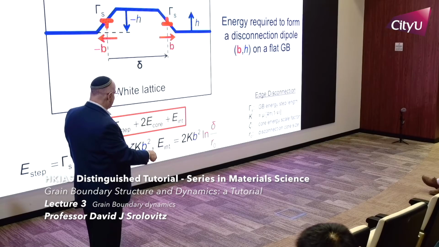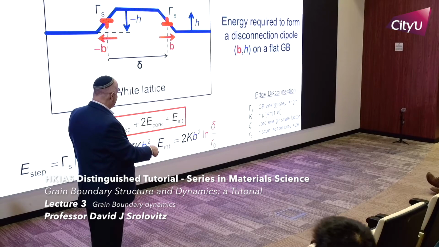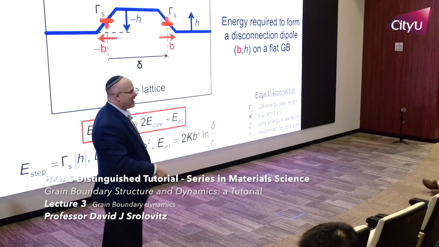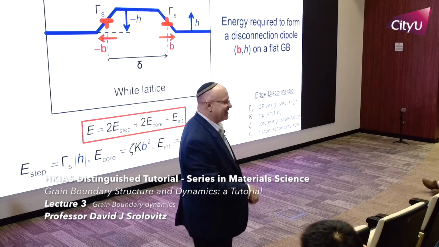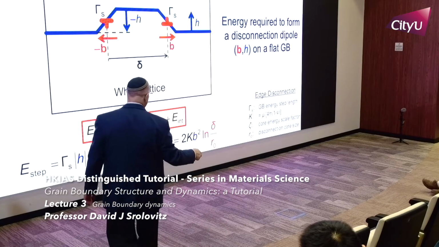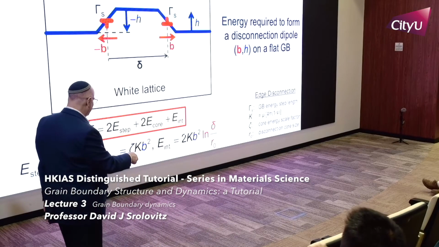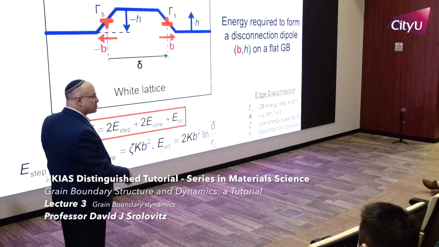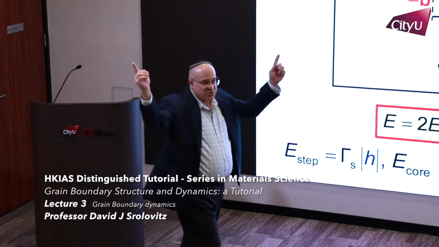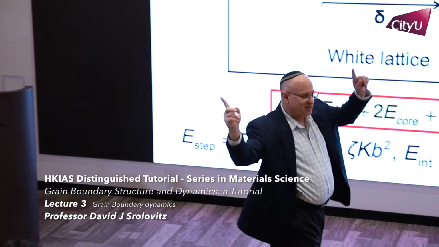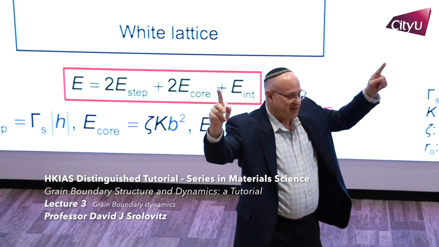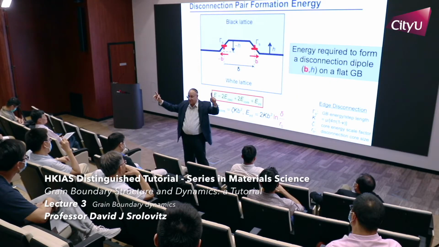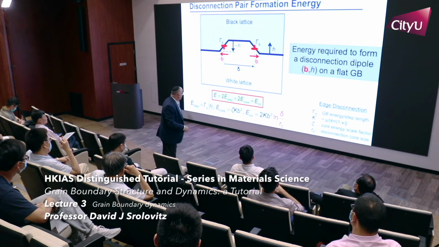This is the core size. This is a constant, which looks like the shear modulus divided by 4 pi (1 minus nu). This happened to be an edge. If it's a screw, then you don't have the 1 minus nu floating around. And it's proportional to the square of the Burgers vector, because as we know, two dislocations, plus and minus, interacting with each other have an energy that goes like Burgers vector squared. Okay? So those are all the pieces.